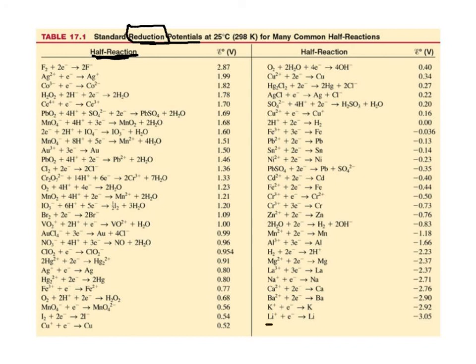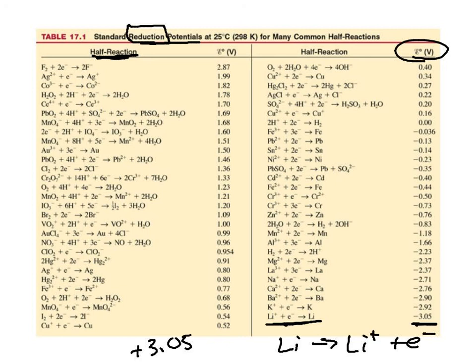So if I wanted to take the lithium reaction, lithium goes to Li+ plus an electron, then the E0, that's the voltage, will be positive 3.05. So if you flip a reaction, reverse it and make it an oxidation reaction, then the sign simply changes.